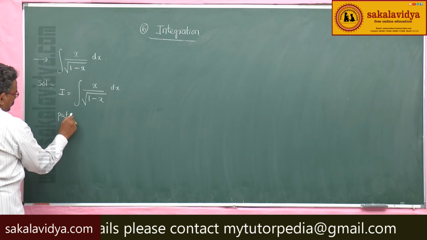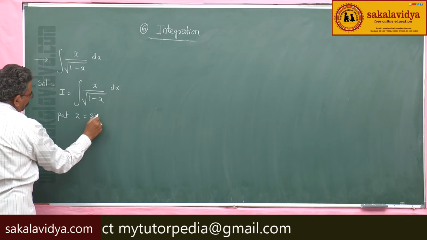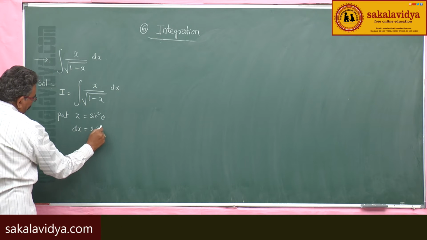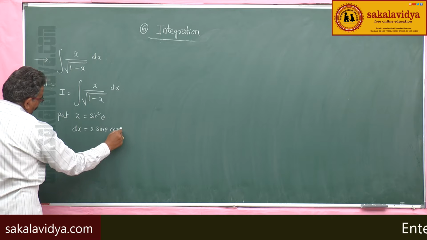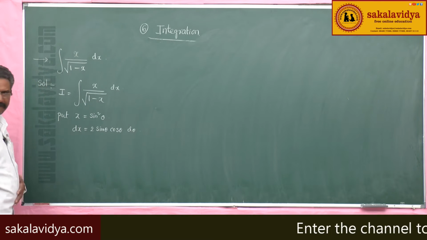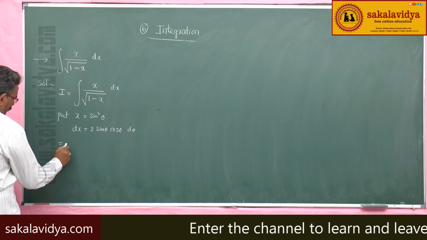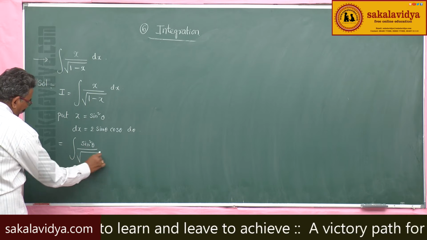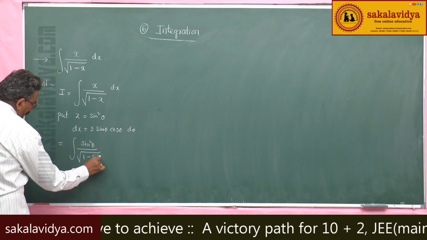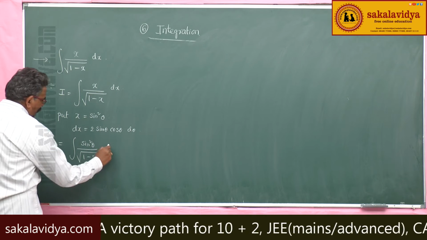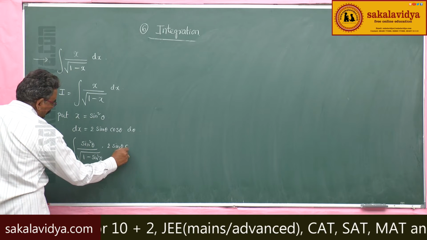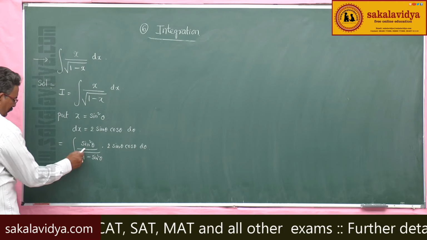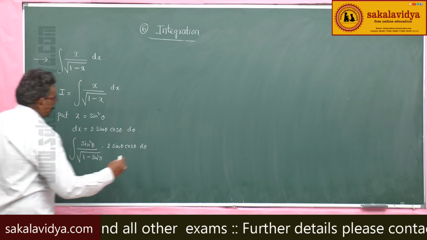Now put x is equal to sine square theta. So dx by d theta is 2 sine theta, and sine theta differentiation is cos theta, and d theta. Now this is equal to integral sine square theta by root of 1 minus sine square theta into 2 sine theta cos theta d theta. Now root of 1 minus sine square theta is cos theta.